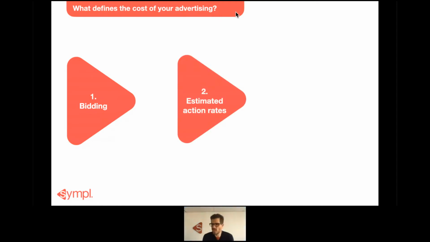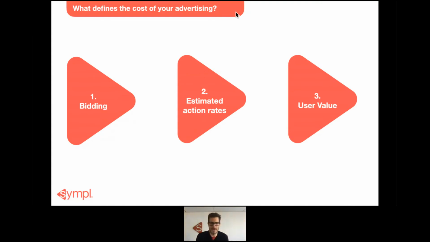The second part is what is called estimated action rates. That's how well your advertising will perform. And the last one is the value. Facebook is very well aware that on one hand they have to sell advertising, but on the other hand they also have to make sure that their users are happy, so that they don't see advertising which is basically crap, which distorts the Facebook experience. So the better your advertising, the more creative your advertising, the better the user value, and hence you will pay less. That's important to keep in mind.